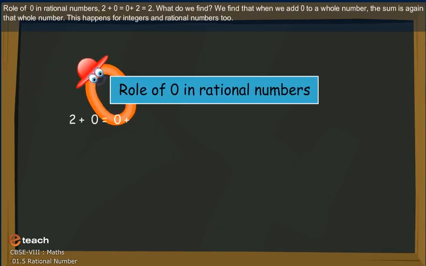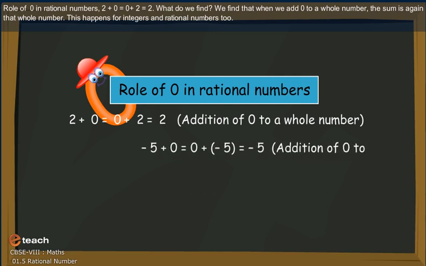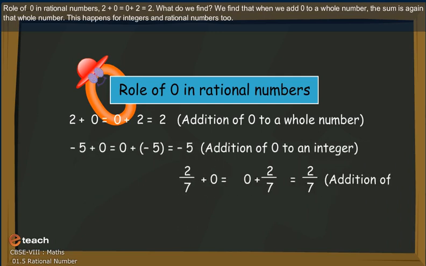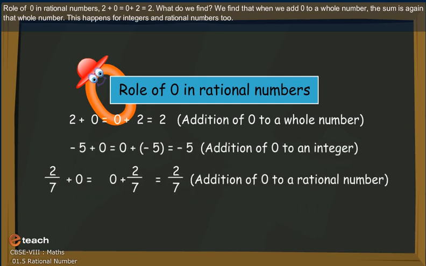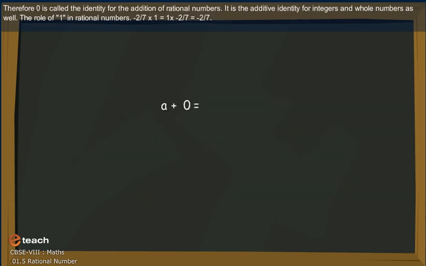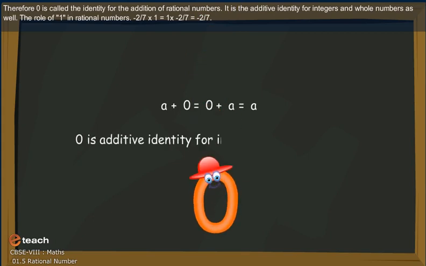2 plus 0 is equal to 0 plus 2, that is 2. What do we find? We find that when we add 0 to a whole number, the sum is again the whole number. This happens for integers and rational numbers too. Therefore, 0 is called the identity for the addition of rational numbers. It is the additive identity for integers and whole numbers as well.